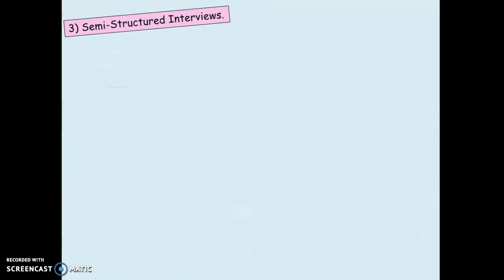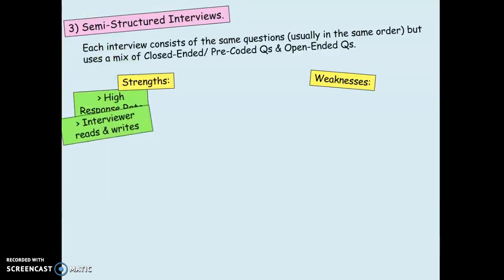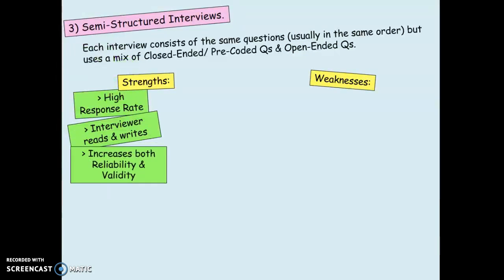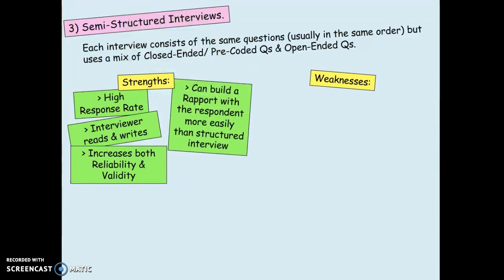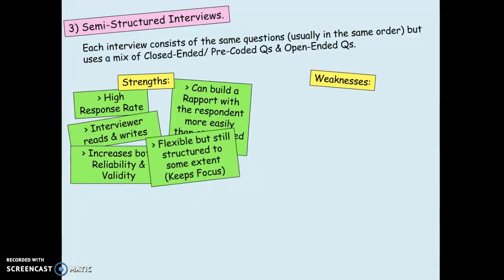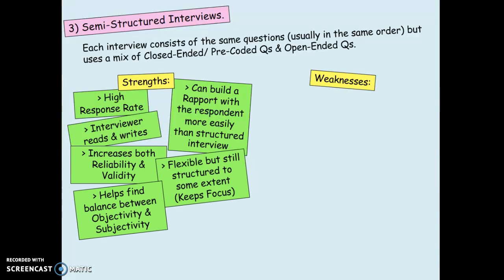3. Semi-structured interviews. Each interview consists of the same questions, usually in the same order, but uses a mix of closed-ended, pre-coded questions and open-ended questions. Strengths: high response rate. Interviewer writes and reads. Increases both reliability and validity, can build a rapport with the respondent more easily than in a structured interview, flexible but still structured to some extent, helps find a balance between objectivity and subjectivity.